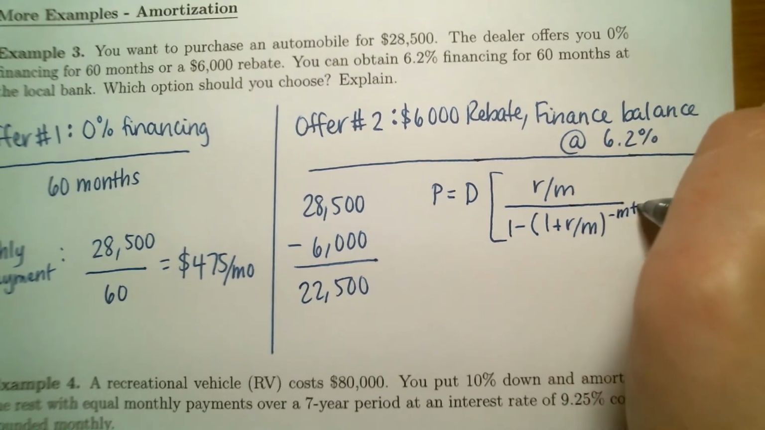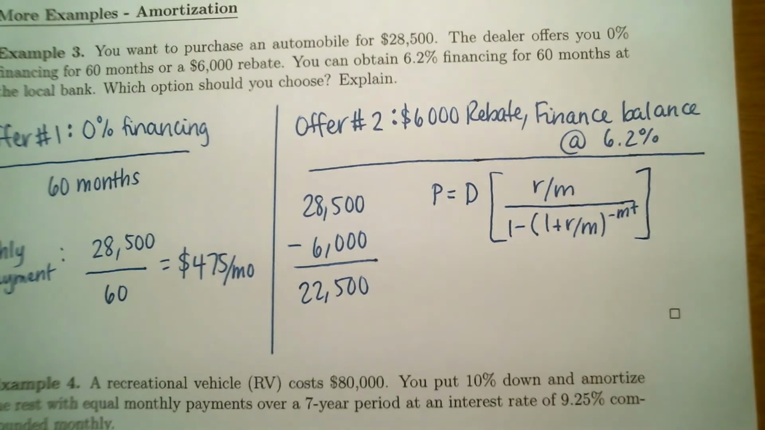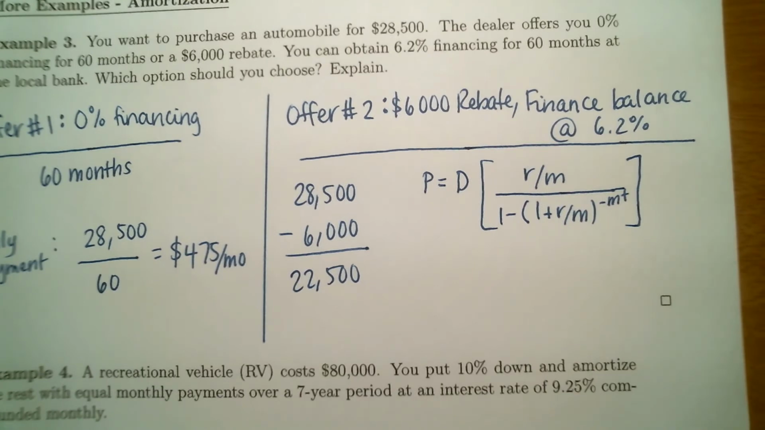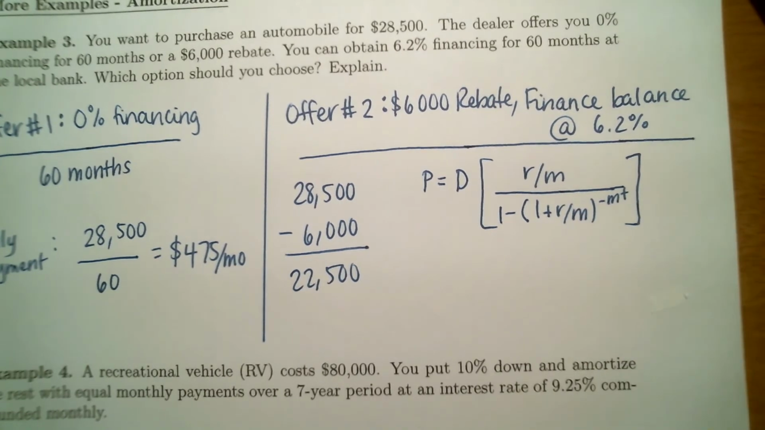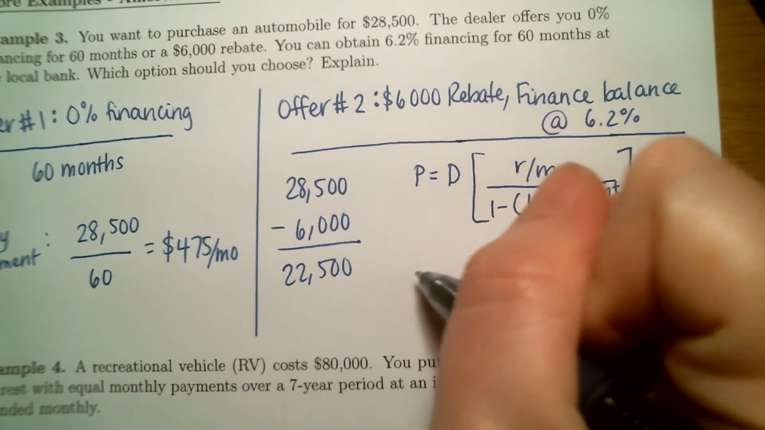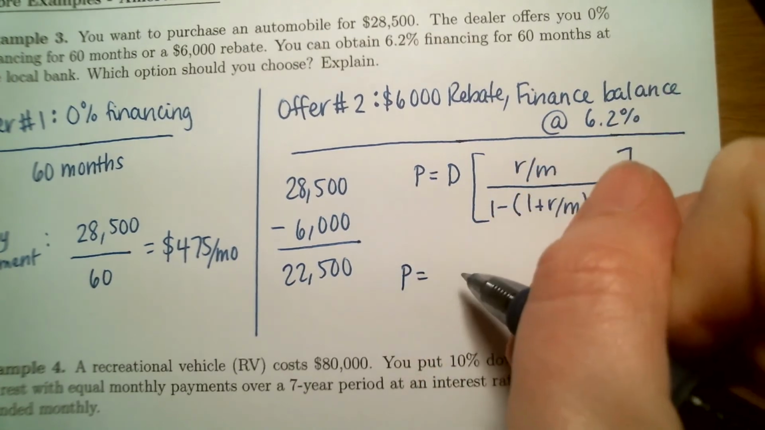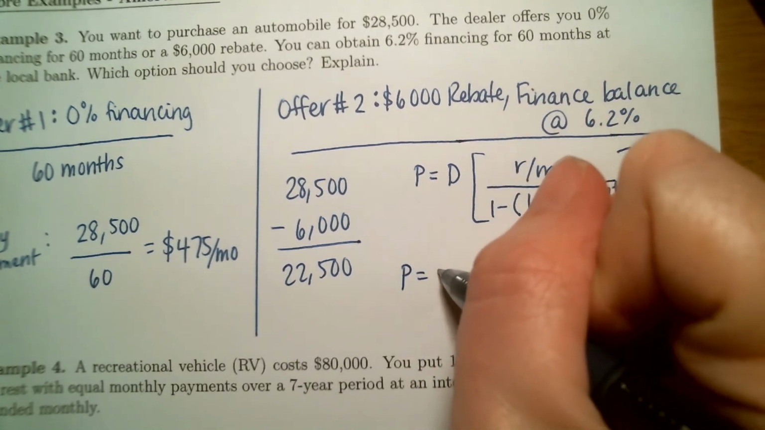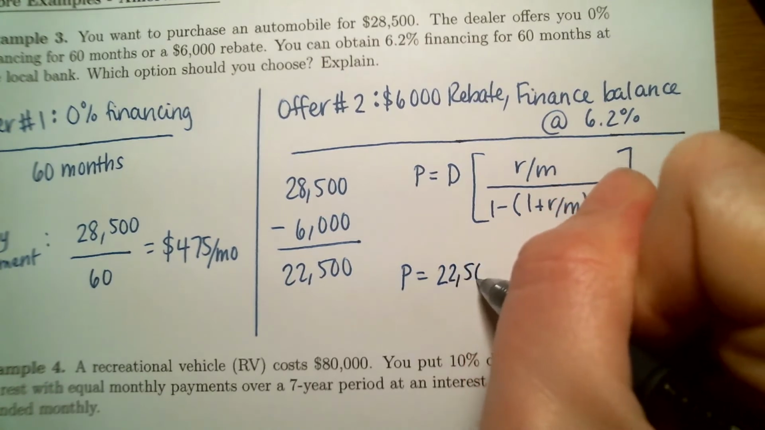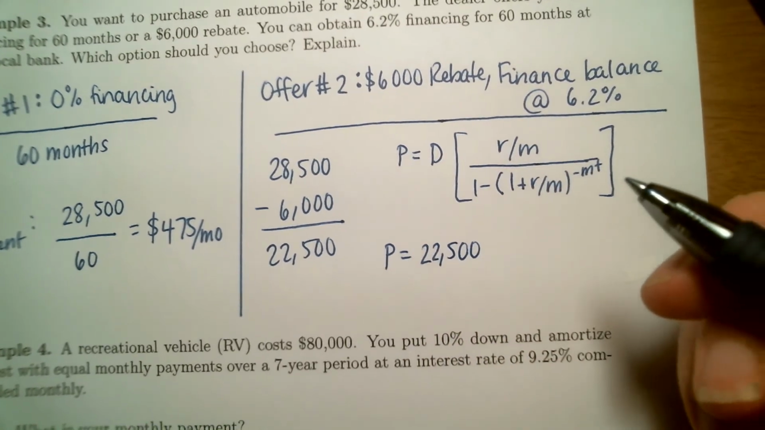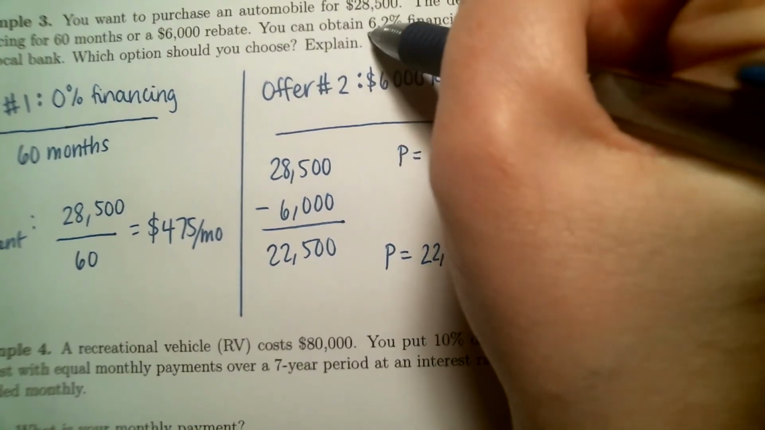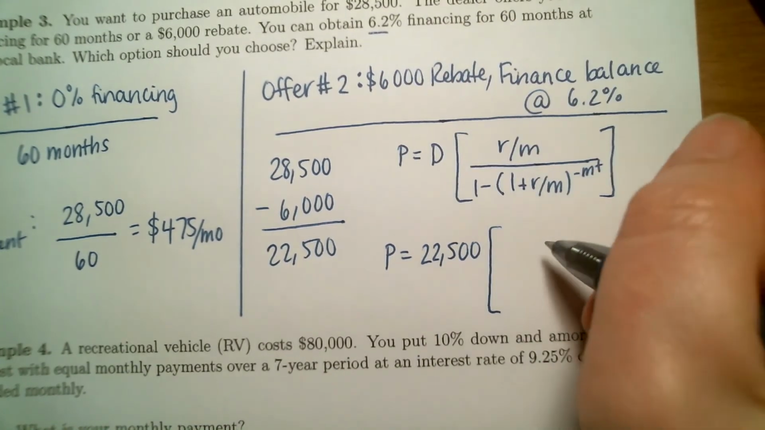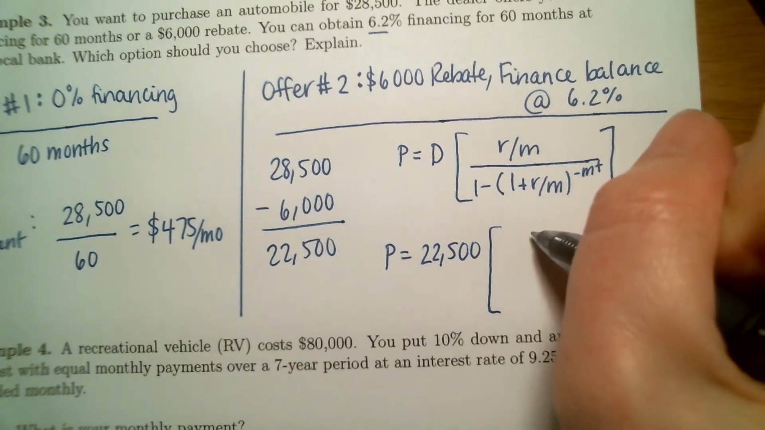All right. So you would be looking for your payment, the P value. We should know everything else, so I'm going to go ahead and write it in the formula. We're looking for our payment. D is the debt; we would be financing a debt of $22,500. And then our R value: remember, if we go the financing route, the bank can offer us an interest rate of 6.2%.